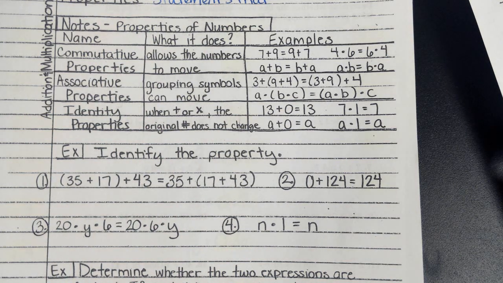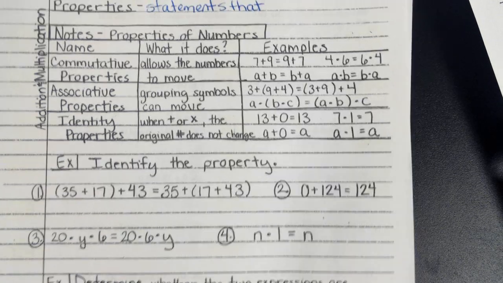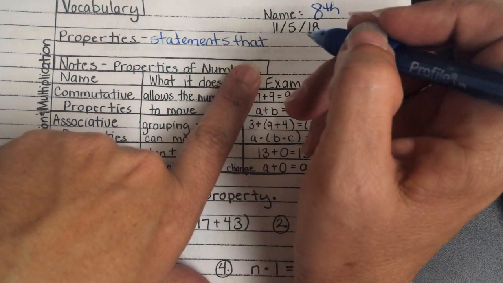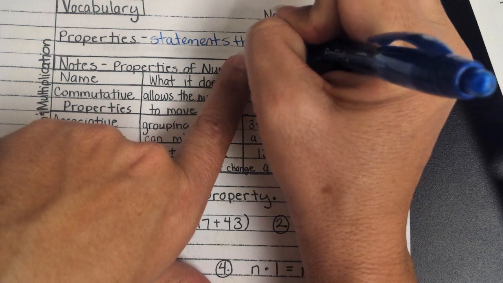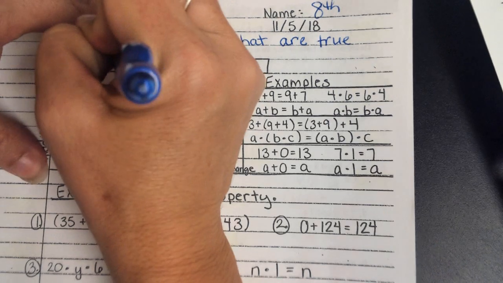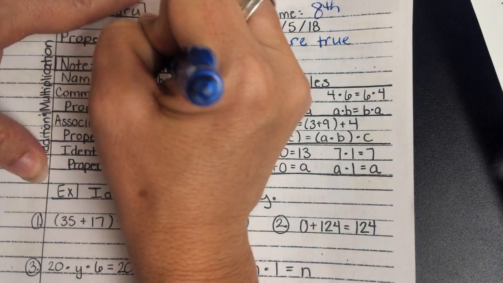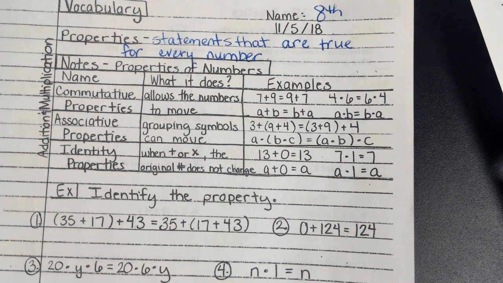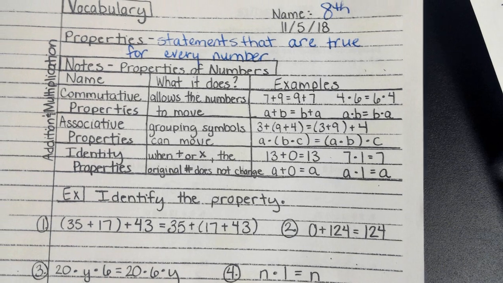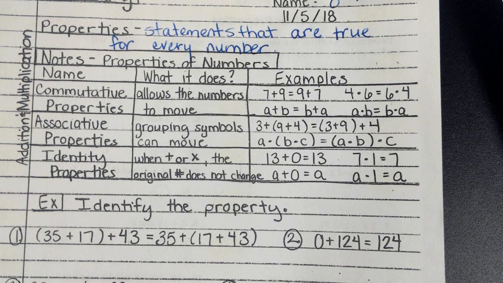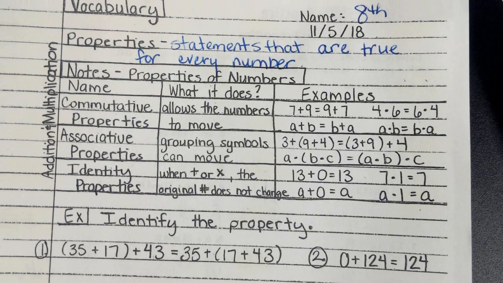Okay. Today, we are actually doing properties. We just had started it when I realized I needed to hit record. So, a property is a statement that is true for every number. That means that it doesn't matter if it's 2 or it's 200, the number you're using, it's going to end up true. It works.